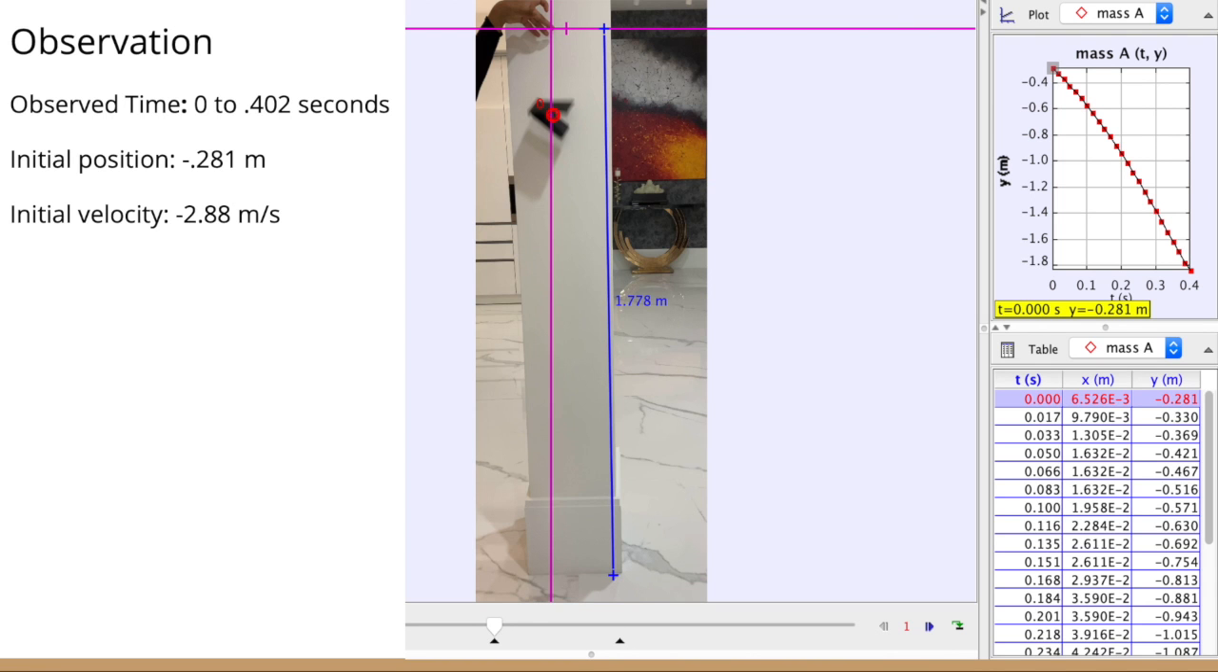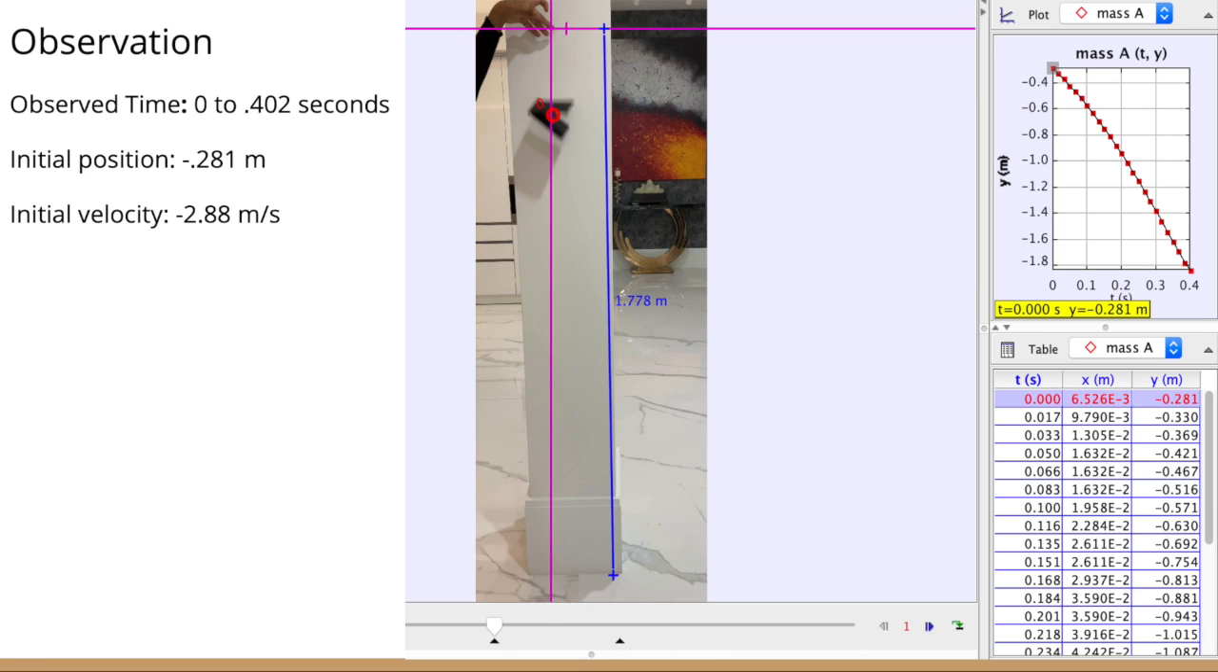Let's take a look at an observational video I recorded myself of an object falling from a certain height. In this video, the object is an empty wallet, and the reason I used an empty one is because I wanted my object to have the most interaction it could with the drag force. And the lighter an object is, the greater the effect it has. The object is falling from a height of 1.778 meters in the negative y direction.